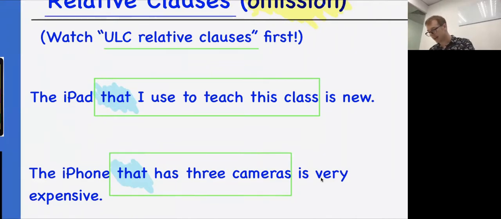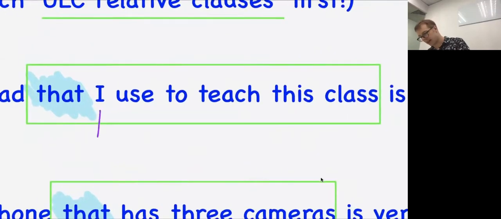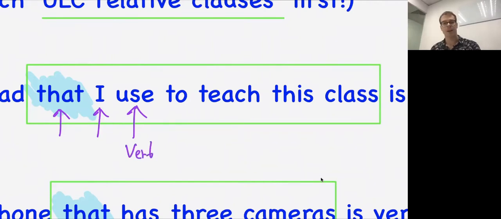Let's look here. If I have, right here, the I, the use, okay, and we have the word that, right? So here, do you see a verb? Yeah, you guys got it, right? Use is a verb. So the verb, I know where the verb is. So I need to think about this verb. What is the subject of this verb, right?